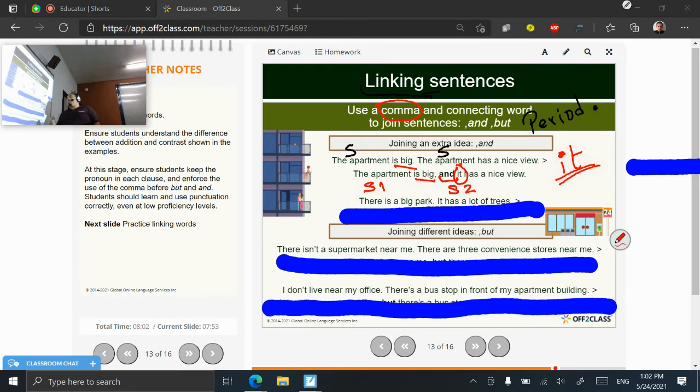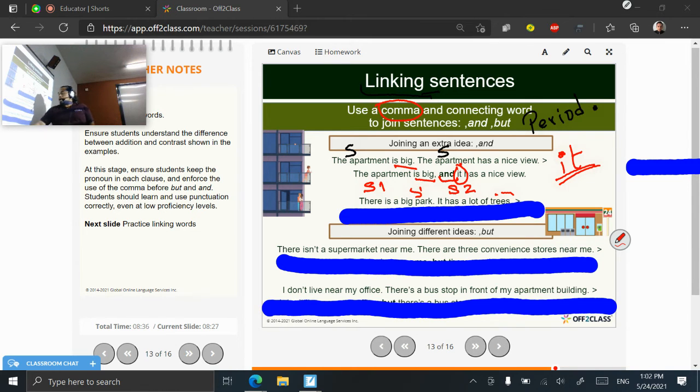We have another example here. There is a big park. There is a big park. So, what are we talking about here? We're talking about, this is our main complement subject. The subject is here, but we're talking about a park. And what additional characteristic do we have about the park? That it has a lot of trees. It has a lot of trees.